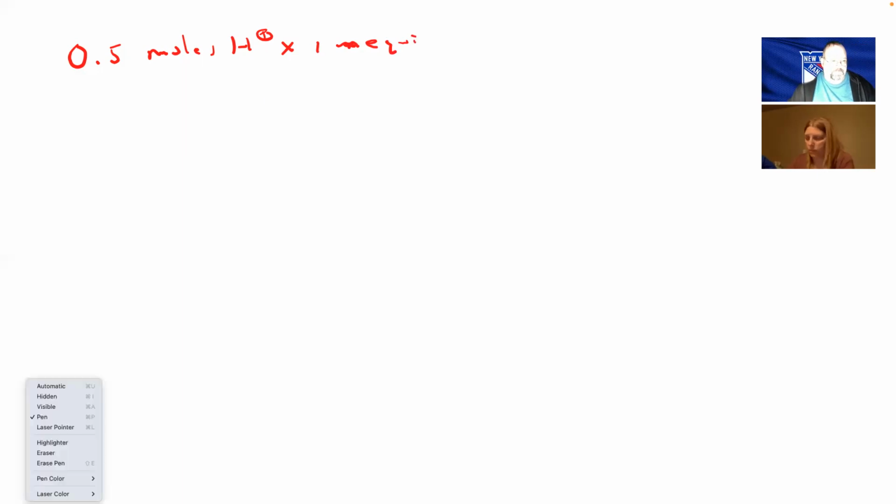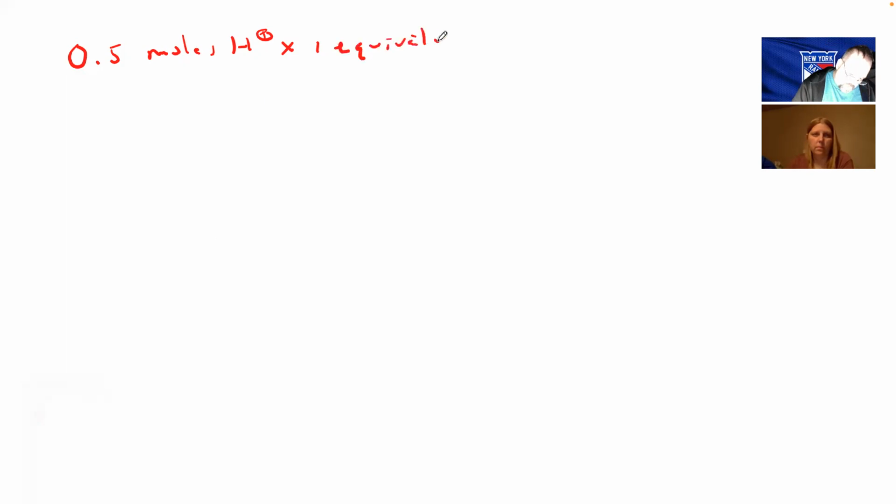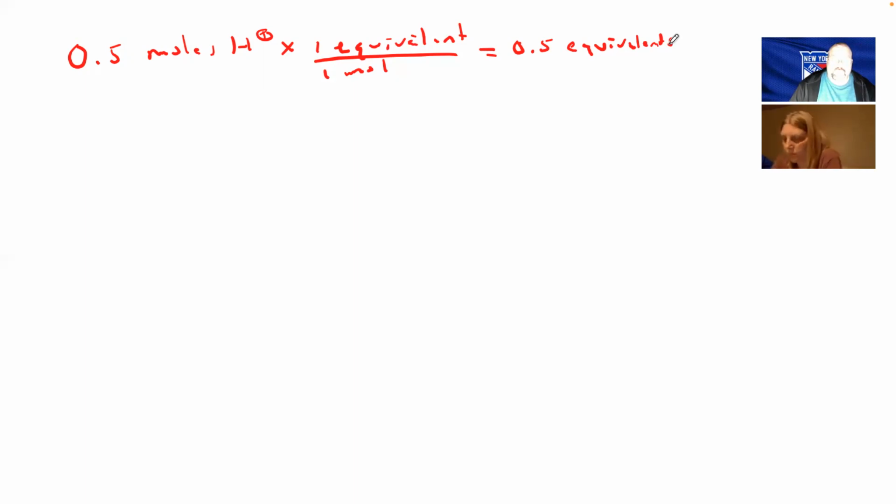So if we have 0.5 moles of H plus, and we multiply by one equivalent for every mole, then we have 0.5 equivalents of H plus in this example. So I'll give you one more.